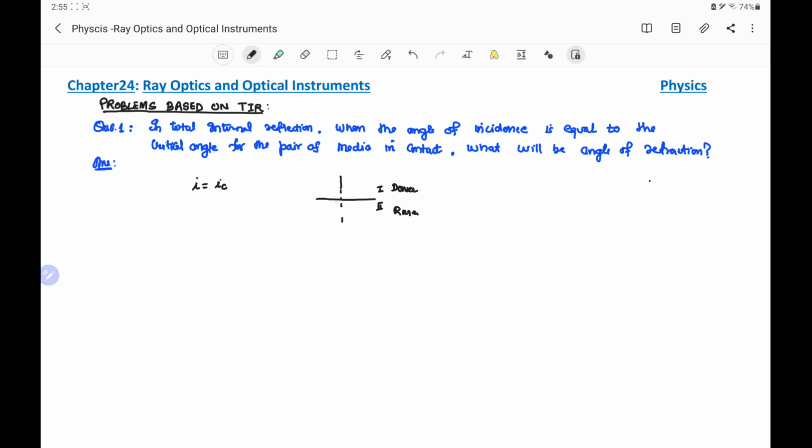When a ray is incident at an angle I to the normal, it bends away from the normal, and the angle of refraction is R. For angle of incidence equal to the critical angle, the ray grazes the boundary of the two media, and in this case the angle of refraction is 90 degrees. Hence the answer: the angle of refraction for the angle of incidence equal to the critical angle is 90 degrees.